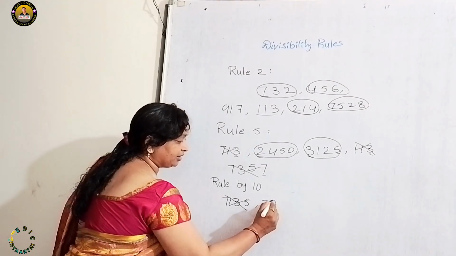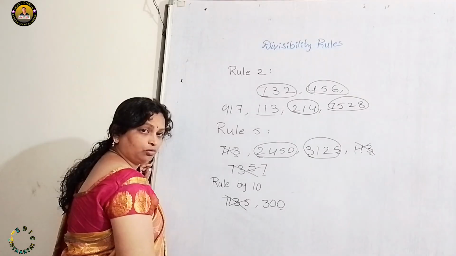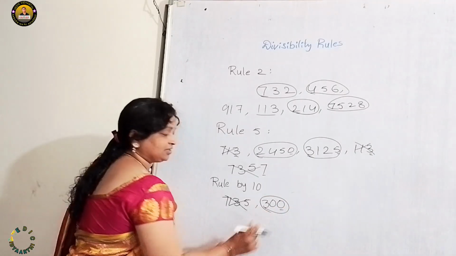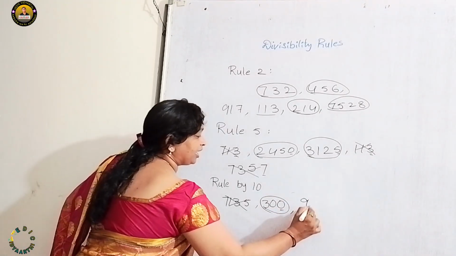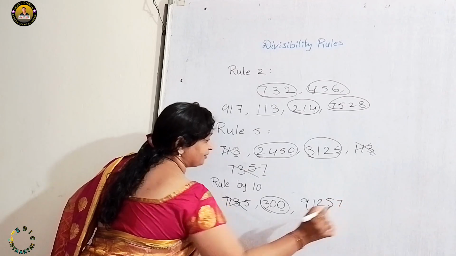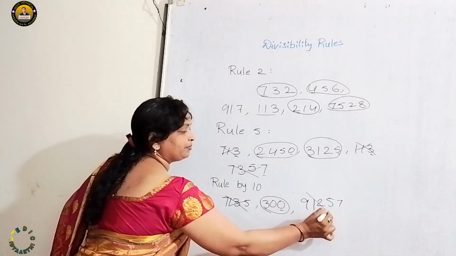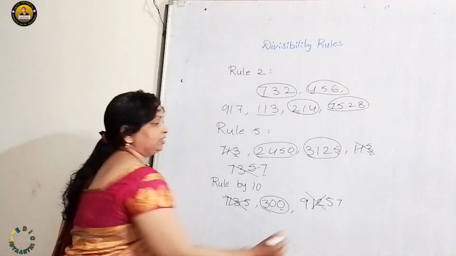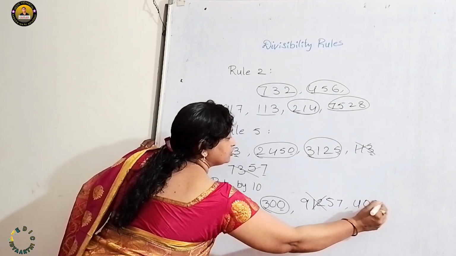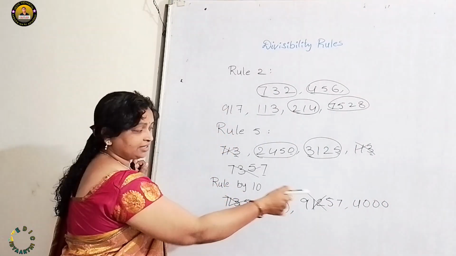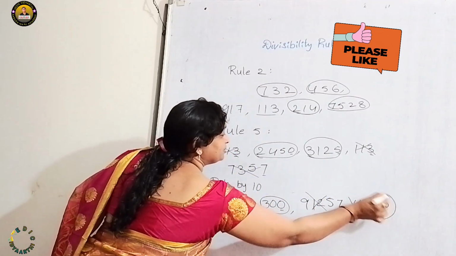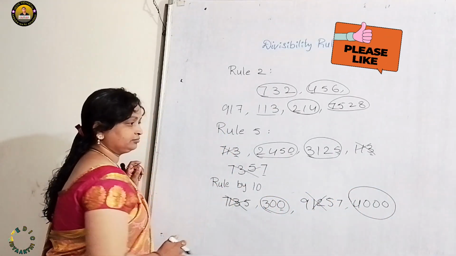If I take 300, what is the last digit? 0. So it is divisible by 10. If I take 91257, what is the last digit? 7. So it is not divisible by 10. Next, 4000. What is the last digit? 0. So it is divisible by 10.